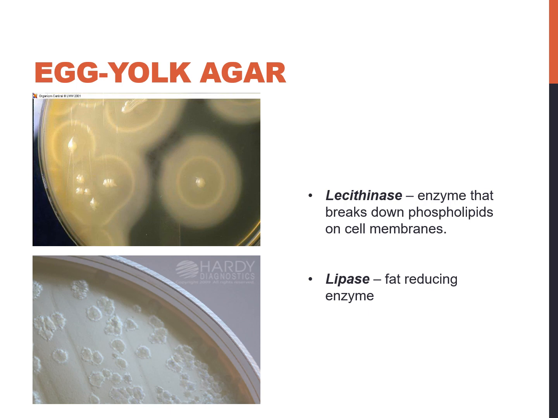We also want to evaluate if our organism is lipase positive. Here, and you can see this on the bottom image, we are looking for an oily or mother-of-pearl sheen on top of the colonies. By demonstrating lecithinase and lipase activity, we can determine the species of Clostridium or Clostridioides that we are dealing with.